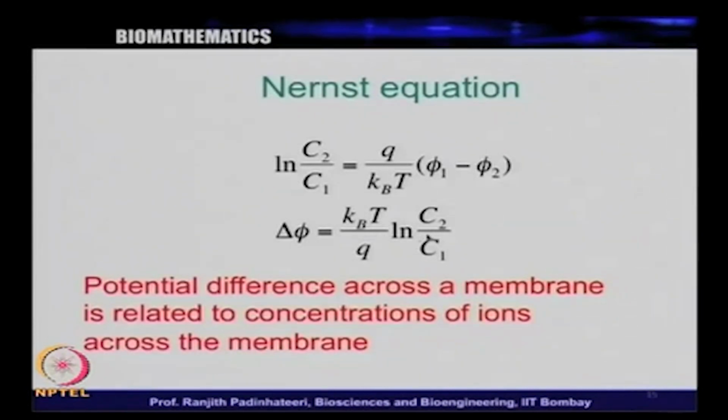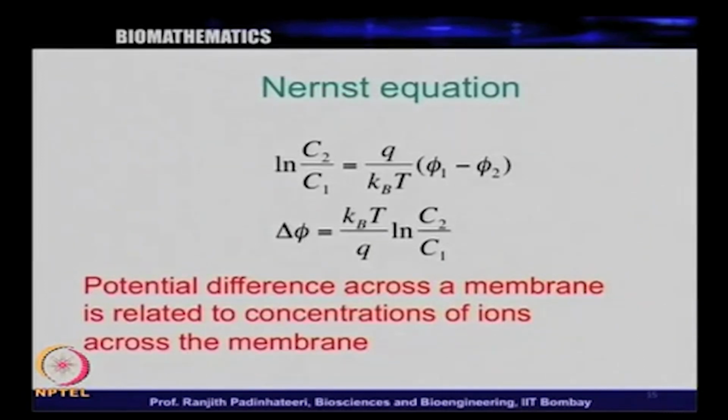In other words, this potential difference across the membrane is related to the equilibrium concentrations of ions across the membrane. So, this is at equilibrium. If there are equilibrium concentrations C1 and C2, they will develop a potential difference delta phi given by this particular equation. This equation is called the Nernst equation. So, we learned how to derive the Nernst equation.